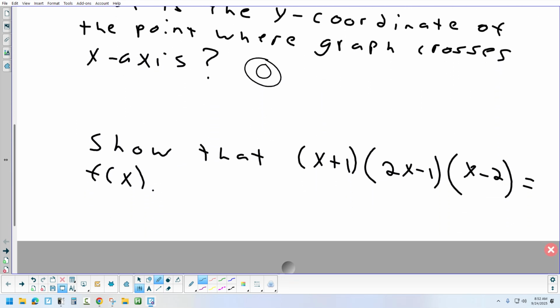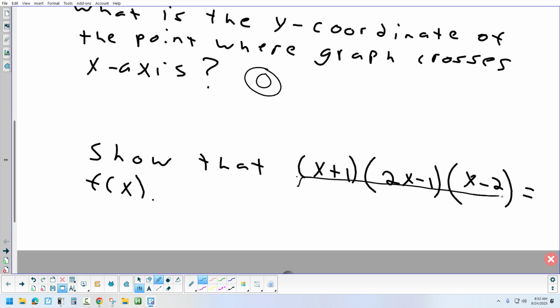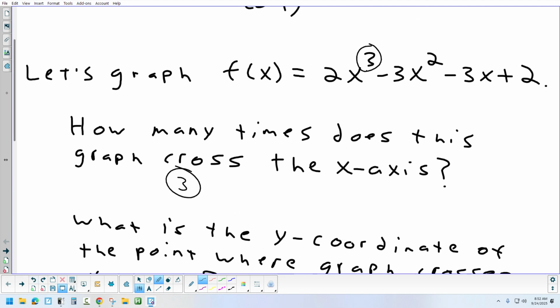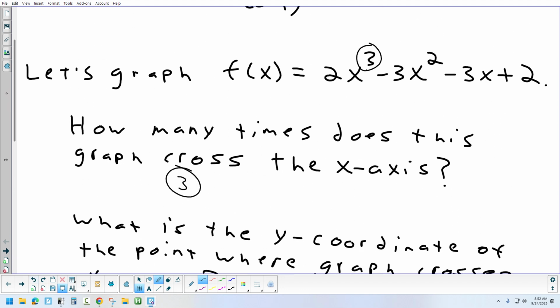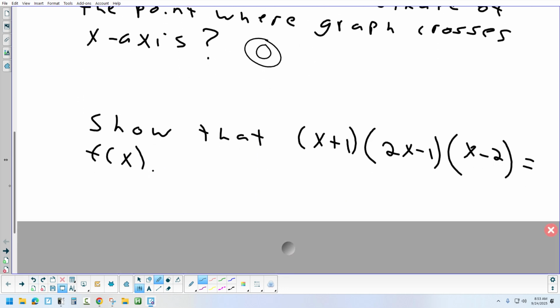Besides graphing this, I could graph this and see if it's right on top of the other one I already graphed. I could do that. What else could I do with this to show that it's the same thing as what's up above? Yeah, let's distribute it out and see if we get 2x cubed minus 3x squared minus 3x plus 2.